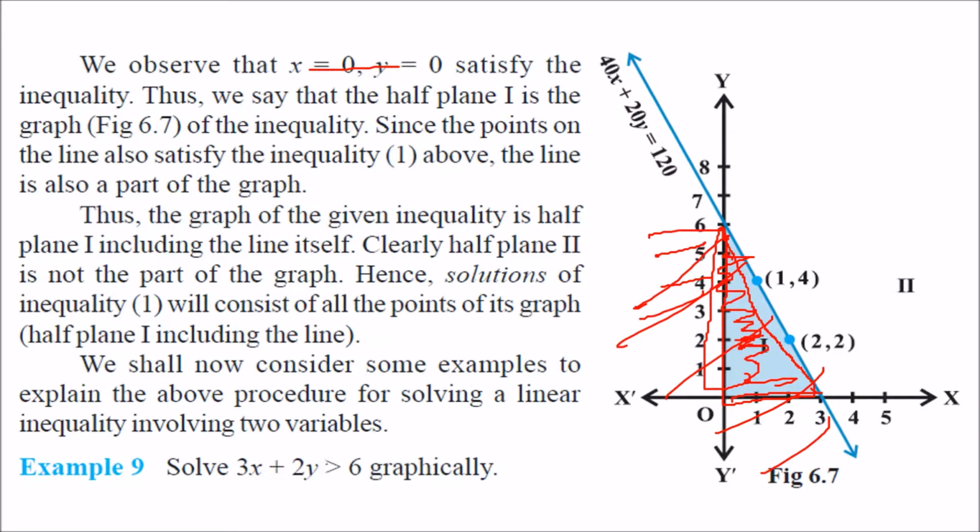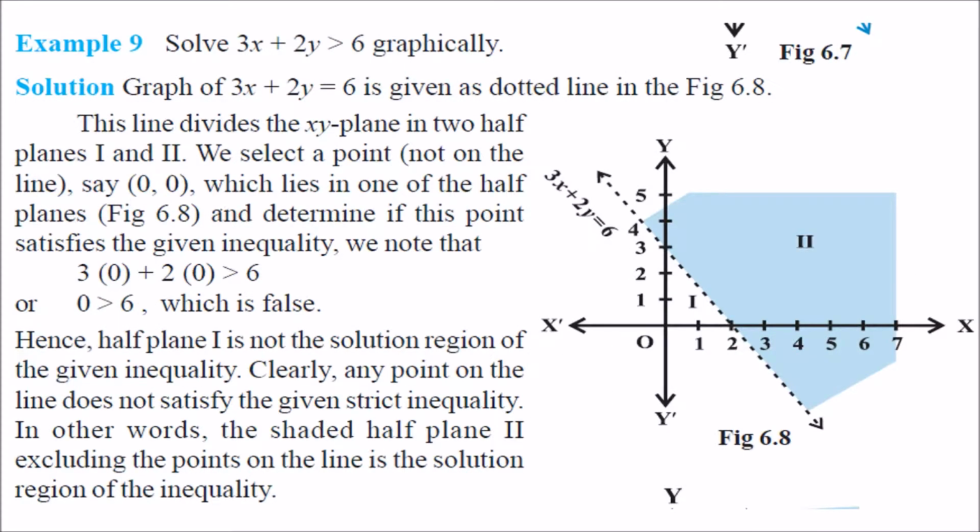Let us take a few more examples to help us understand more. 3x plus 2y is greater than 6. We have to solve it graphically. Now 3x plus 2y equal to 6 is a line. Now we are using a dotted line. Why? Because this is greater than 6, not greater than or equal to 6. If you have greater than or equal to 6, you use a hard line, meaning not dotted, you make a dark line. But here, because it is a strict inequality, you cannot include this line in the solution.